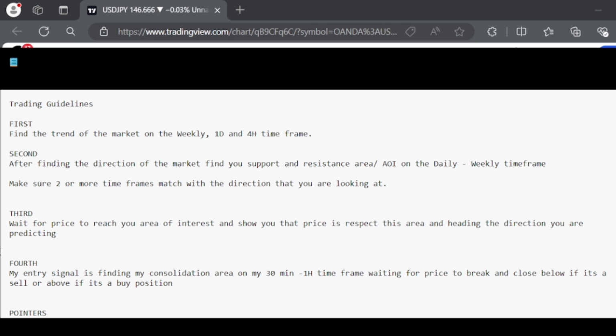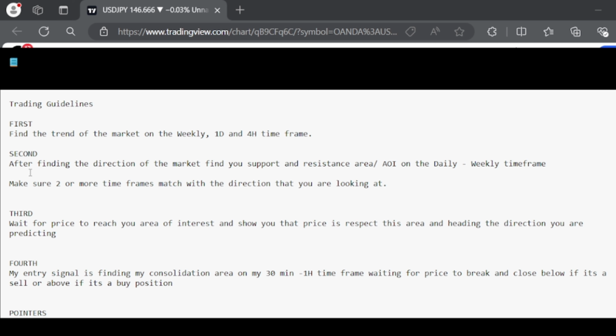You understand? Second, after finding the direction of the market, find your support and your resistance, your AOIs, on the daily time frame or weekly time frame. Now, I see a lot of you guys have this problem because a lot of you guys try to find your support and resistance on a 15-minute or a 30-minute or a 1 hour. Now, if you're a scalper, that's completely cool and you can do what you need to do because you're a scalper. But for those of you that are day trading, if you're a day trader, you have to use the daily time frame or the weekly time frame because that's the time frames that you trade off.